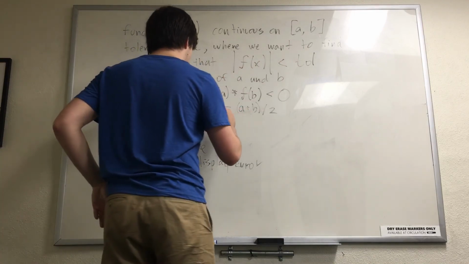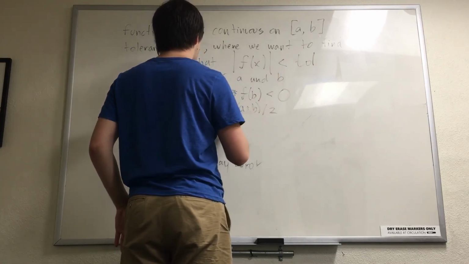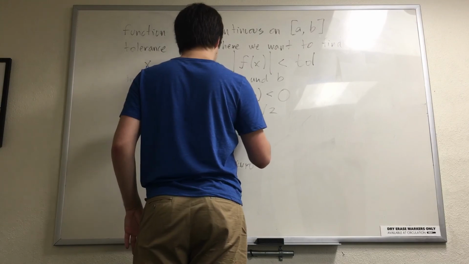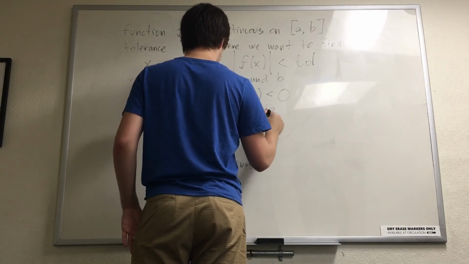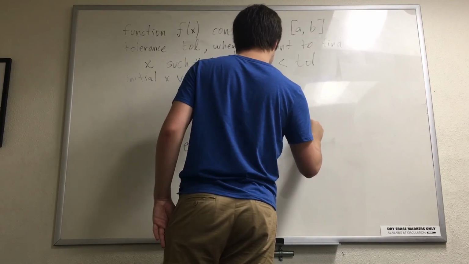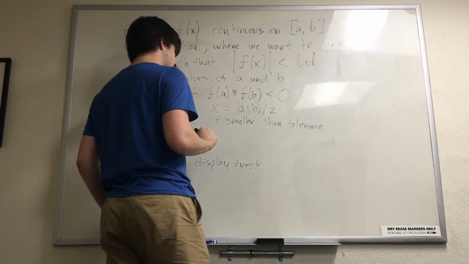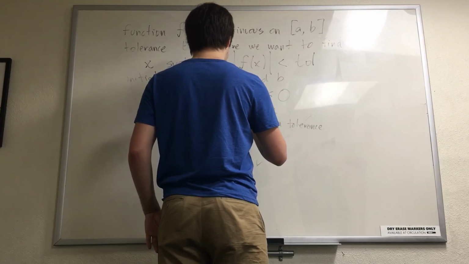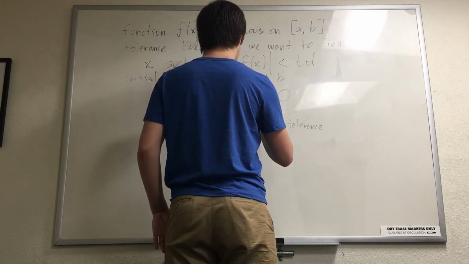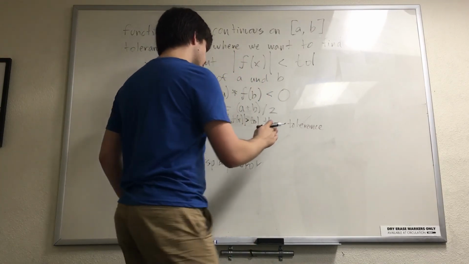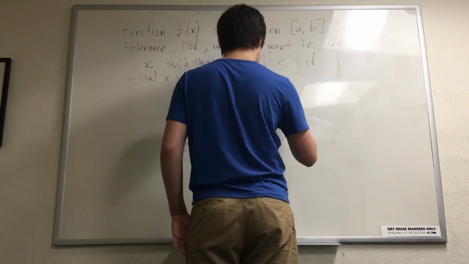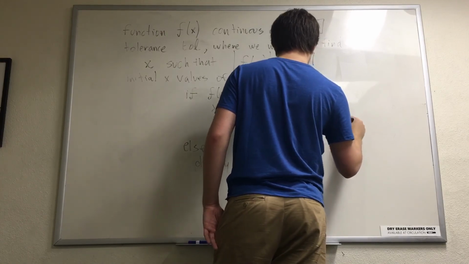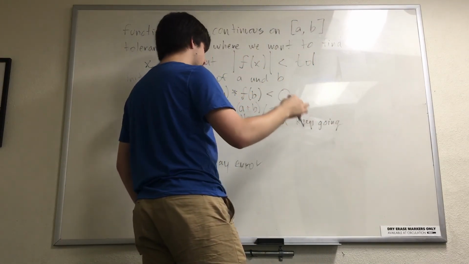Okay? And then once you have that midpoint, you're then going to test if at that midpoint the function is smaller than the tolerance. If it is bigger than the tolerance, if the absolute value of f of x is greater than the tolerance, then basically keep going through different improvements.